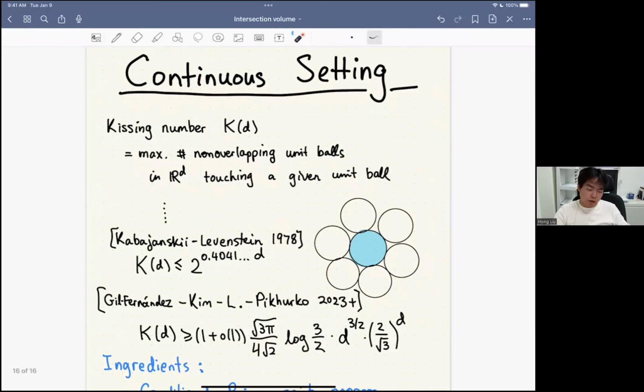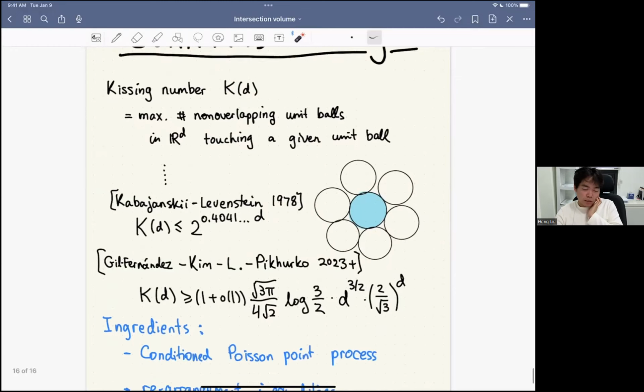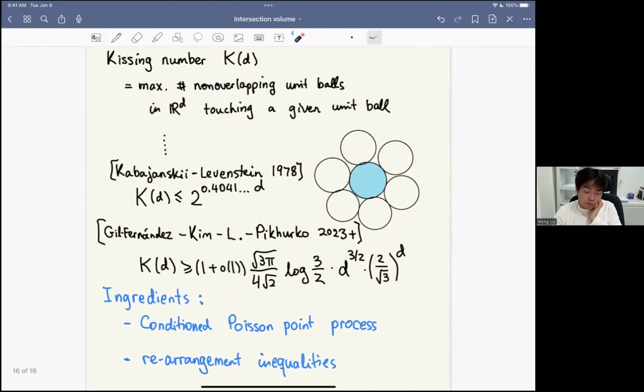So the best upper bound here, by Kabatiansky and Levenshtein from the 70s, used this Delsarte linear programming to prove some bound of this shape. And in terms of lower bound, recently Jenssen, Joos, Perkins and Hughes gave a linear in the dimension D effect improvement over the previous best known bound. And what we did is to give another constant factor improvement. So this is our improved lower bound.